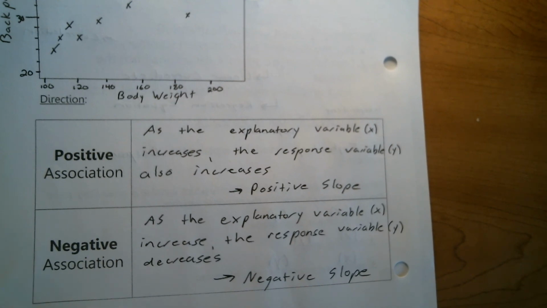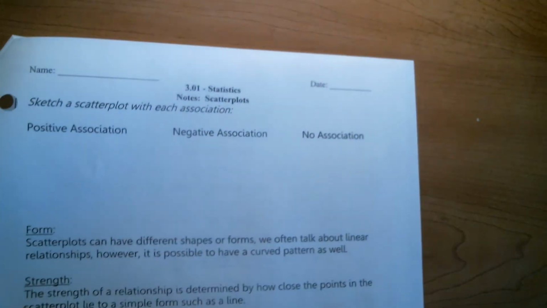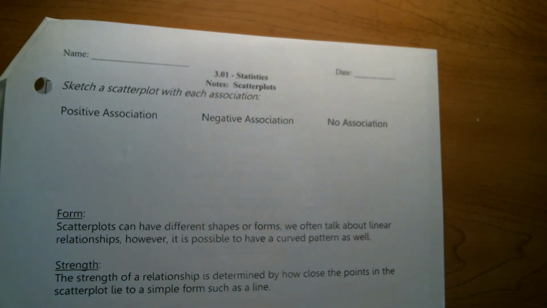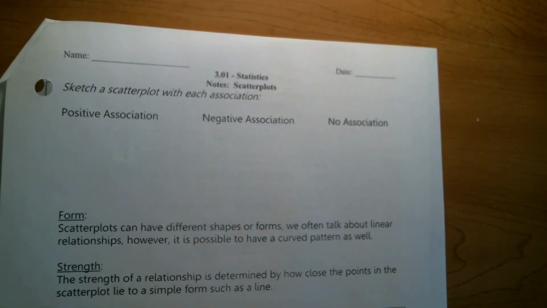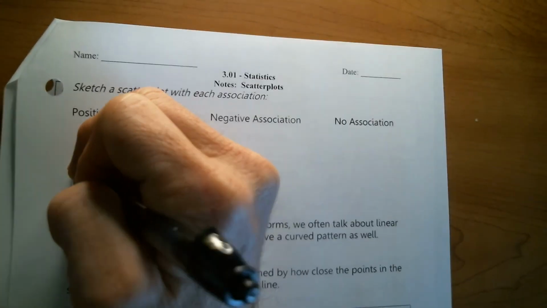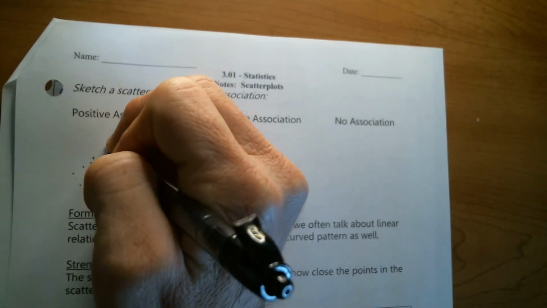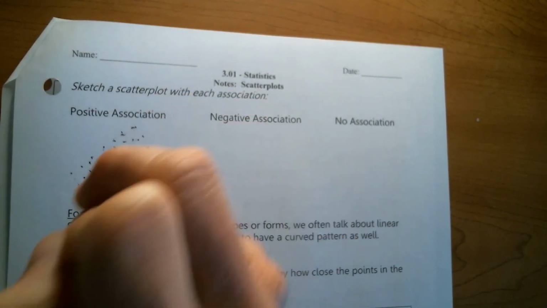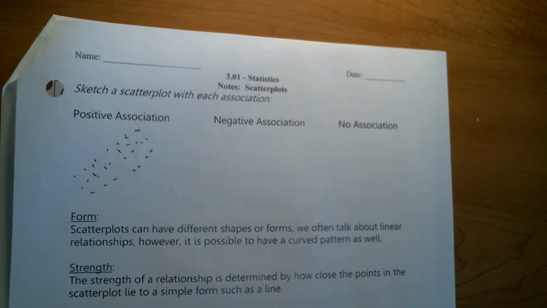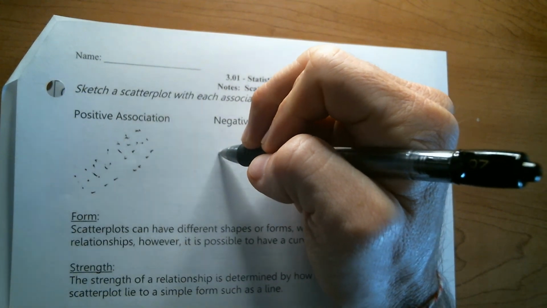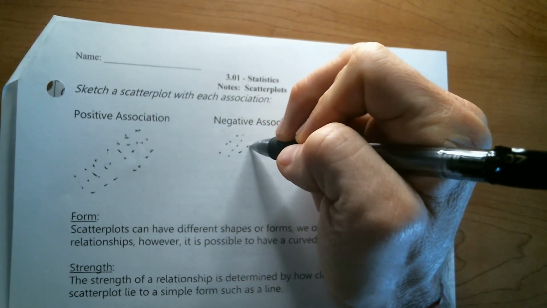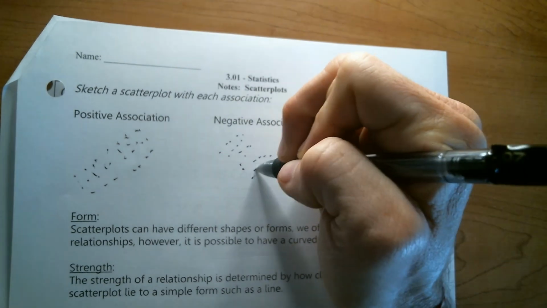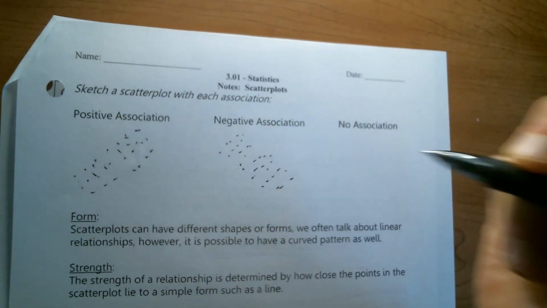All right, so pretty easy to kind of envision that. But just to be sure, let's go to this page, and it says sketch a scatter plot with each association. So a positive association is going to be when the scatter plot is going up and to the right, as if you've got a positive line. A negative association is going to be when it's going down and to the right, just like it would be with a negative sloped line.